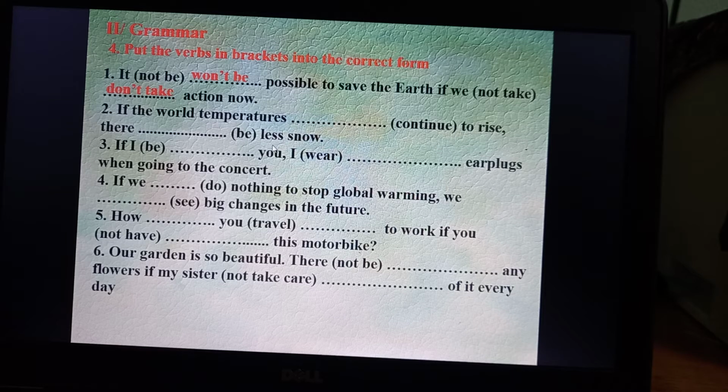And number 2, if the world temperature continues to rise, there will be less snow. Number 3, if you wear earplugs when going to the concert. I will tell you another time, the last time that if I be you here, nếu tôi là bạn.